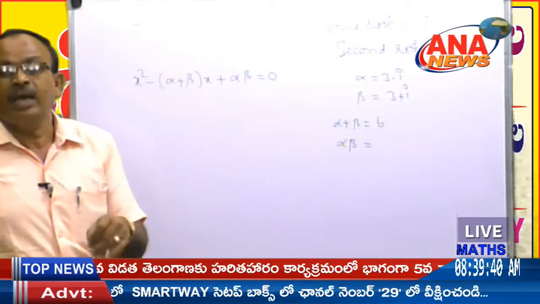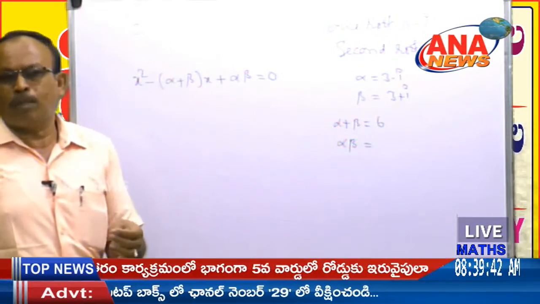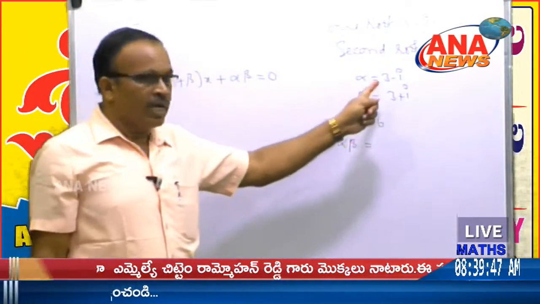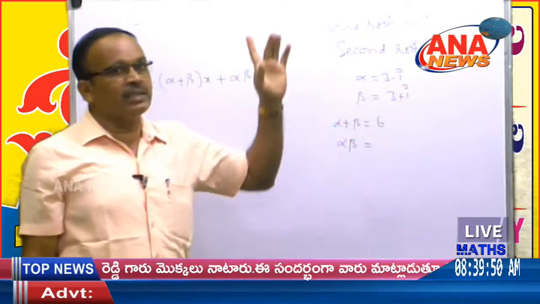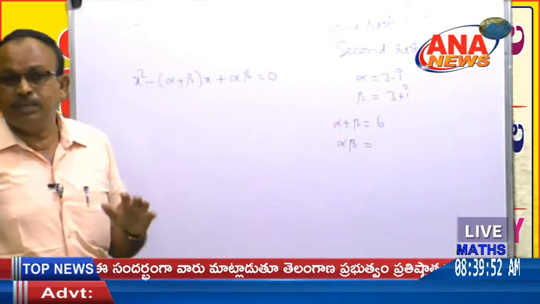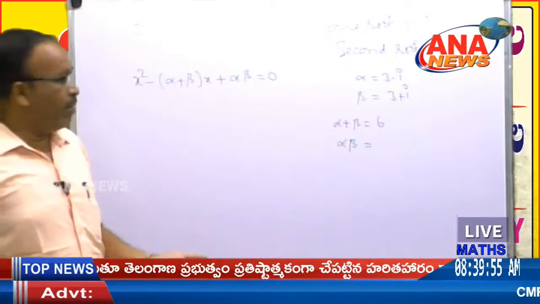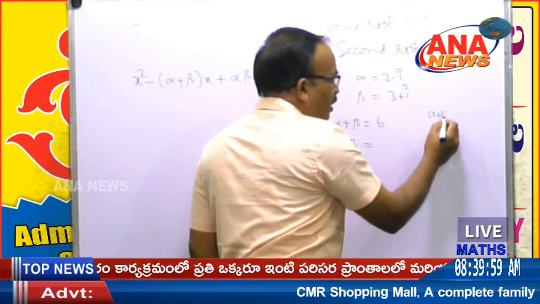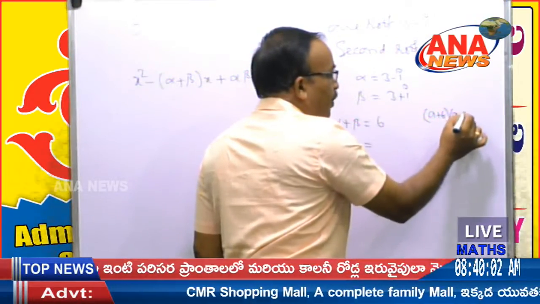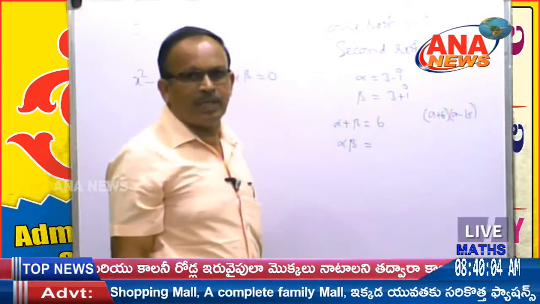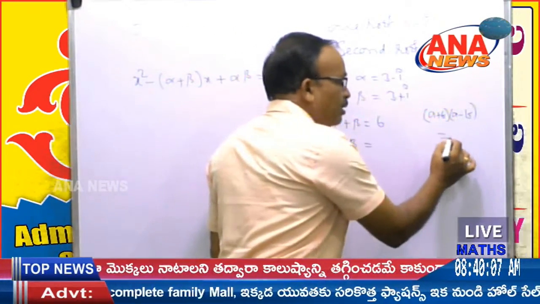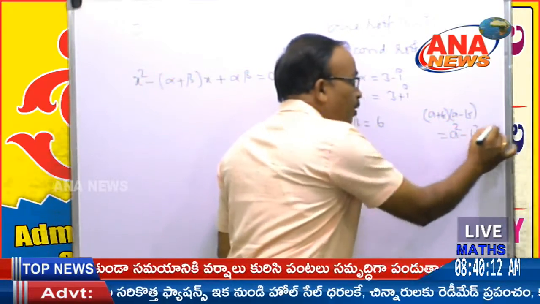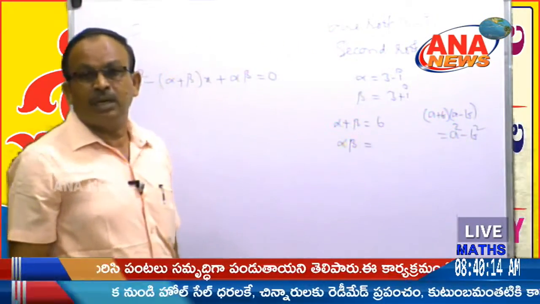One is a plus b, another one is a minus b. So the product of a plus b into a minus b, or a minus b into a plus b, whatever, is a square minus b square. Already you know this formula: a plus b into a minus b is a square minus b square.